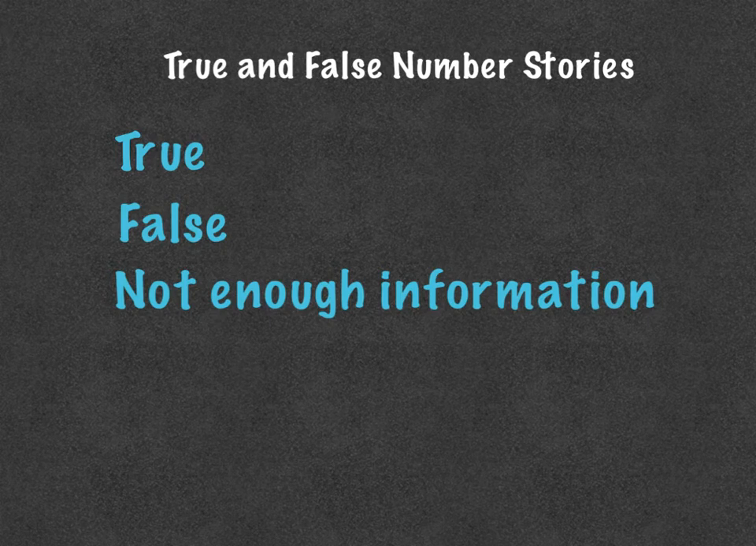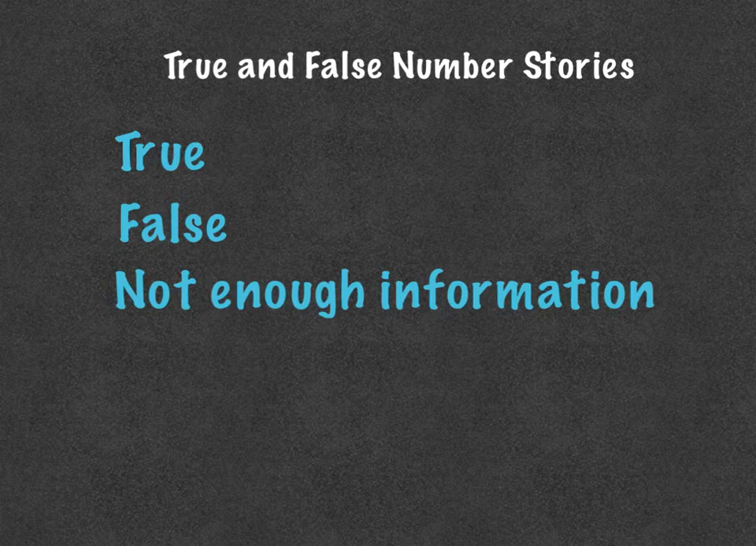Okay, everybody, today we're going to talk about true and false number stories. So in this case, there are going to be three different possibilities. Number one, the statement could be true. Number two, the statement could be false. And number three, the statement could have not enough information for you to tell if it is true or false.